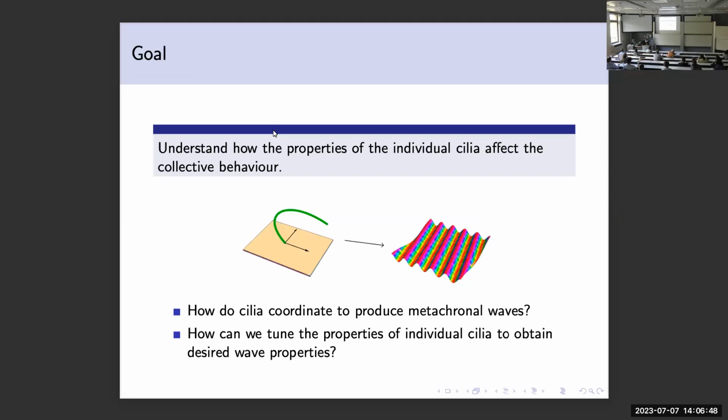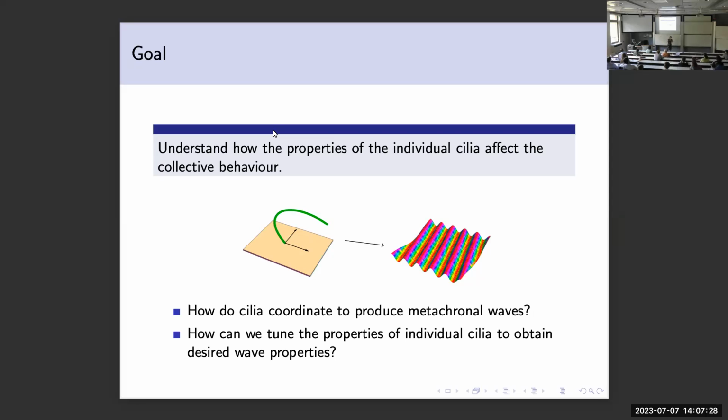The goal of my work is to understand how the properties of an individual cilium beating affect the collective behavior. There are two questions. One is, how do cilia coordinate to produce this metachronal coordination? And can we tune the properties of an individual cilium beat to get some desired wave outcome? The second question is more relevant if you're using microfluidics and you want to use artificial cilia to create some kind of flow. But in terms of natural cilia, we're interested in how these things emerge.